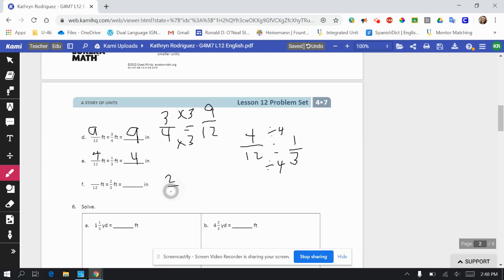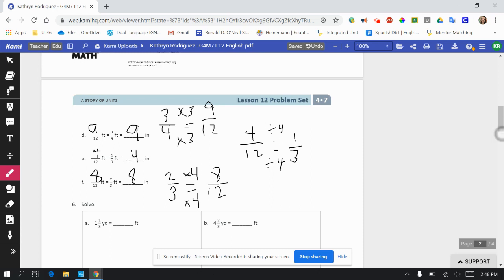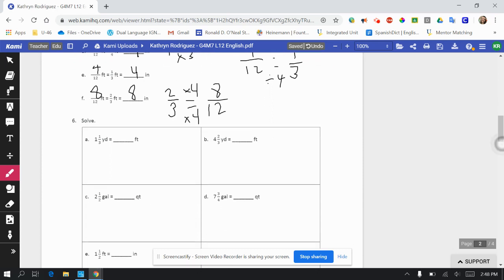One more. 2/3 equals this many over 12. So times 4. We'll do that to the top as well. 8 twelfths and 8 inches. All right, on to number 6.